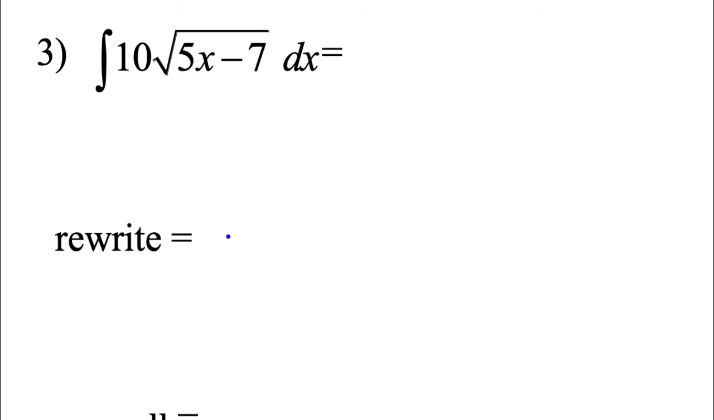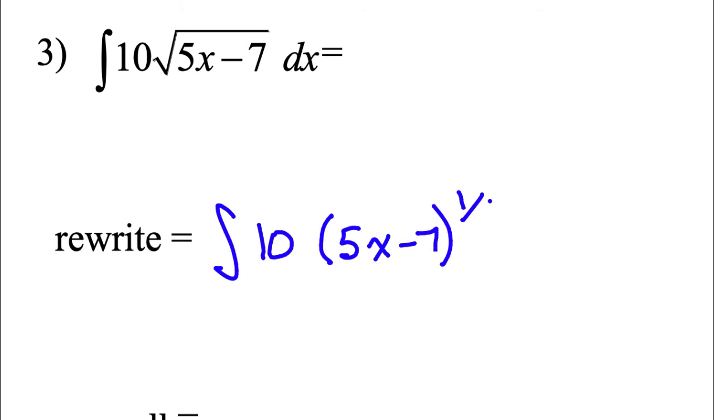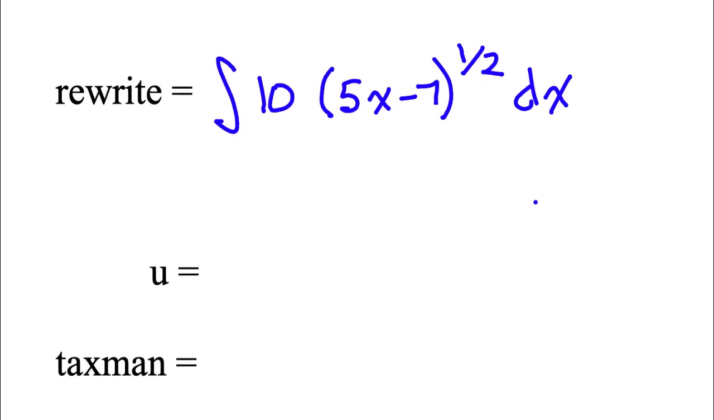So this is still the integral of 10. Now this is going to be quantity of 5x minus 7 to the power of 1/2 dx. All right, after I have rewritten this, I am now going to say that u is 5x minus 7.